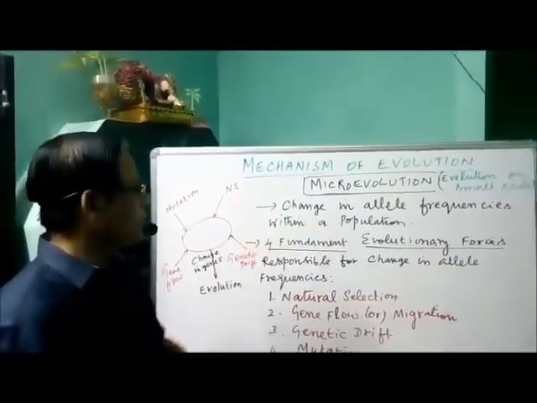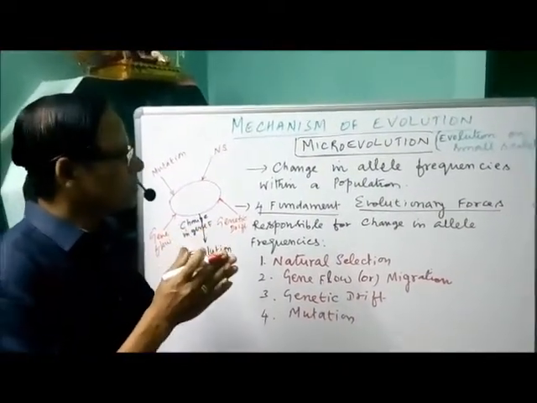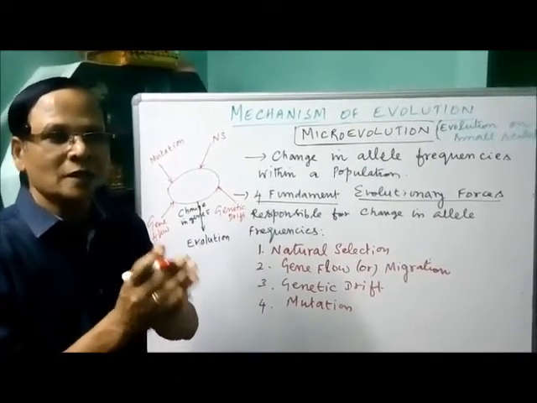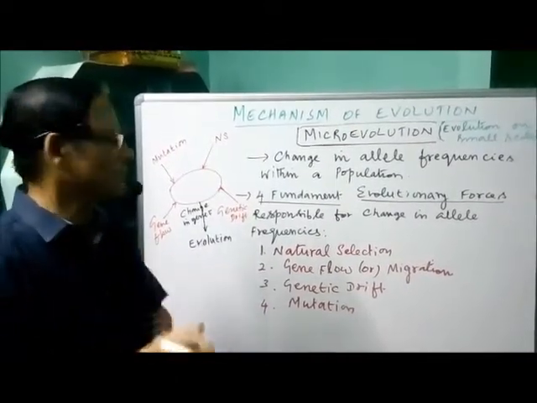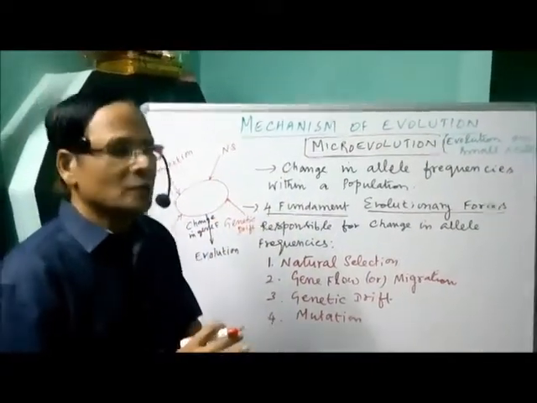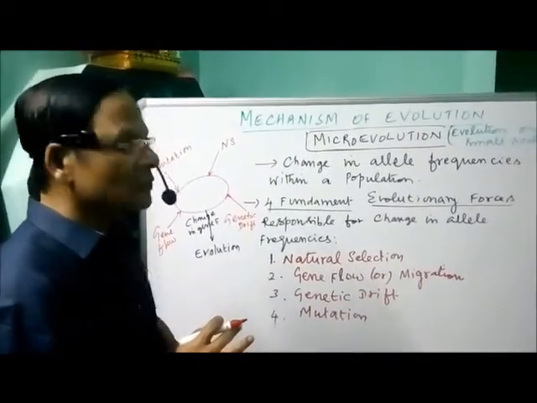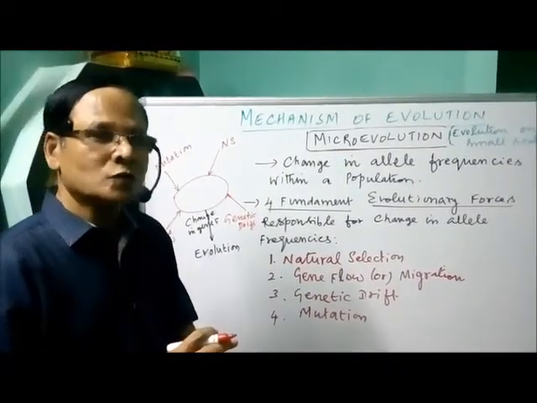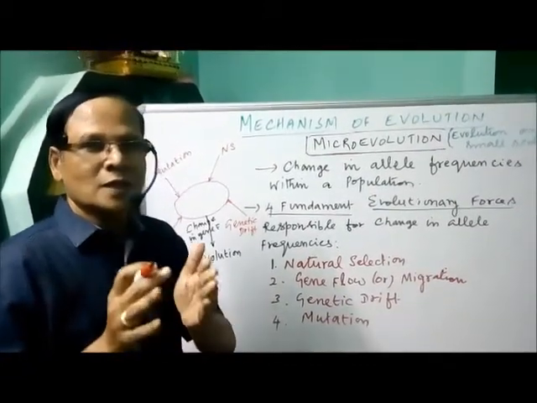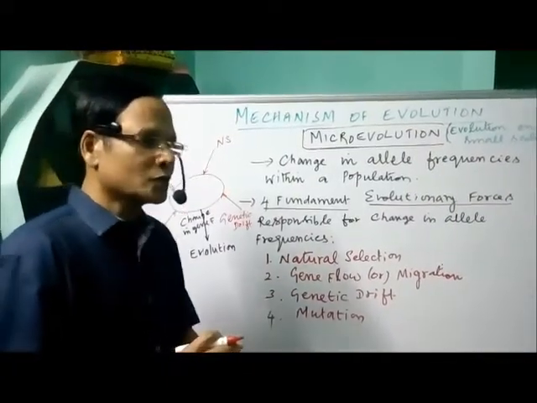Change in allele frequencies within a population. So we have evolution on a small scale that refers to change in the allelic frequencies or the gene frequencies. Change in allelic frequencies within a population is called microevolution. Now, there are four major fundamental evolutionary forces responsible for change in allelic frequencies. What are the four major evolutionary forces?